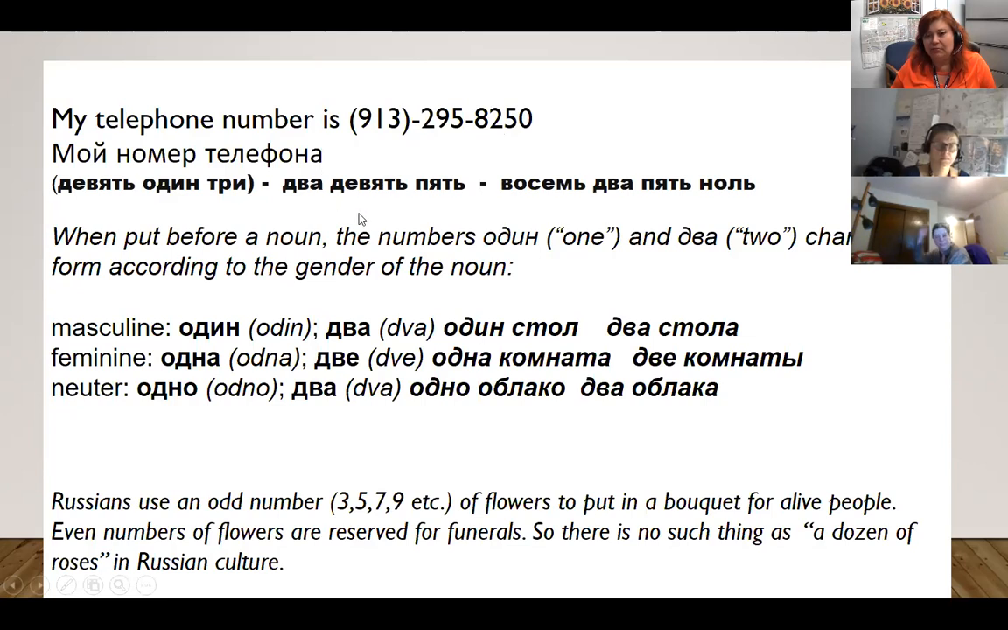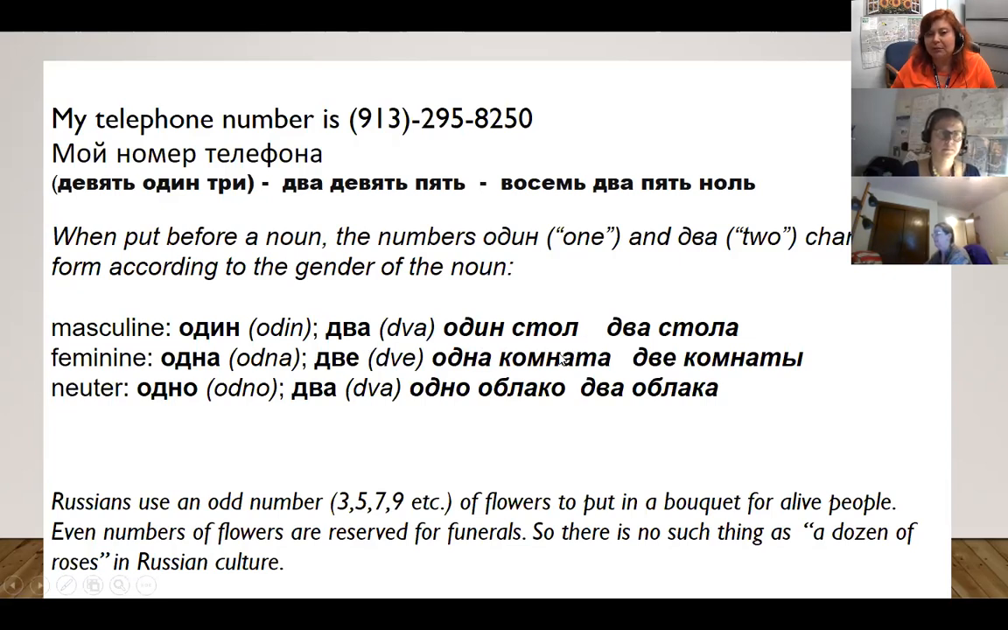One interesting thing: when put before a noun, the numbers 1 and 2 can change form according to the gender of the noun. So if we have a masculine word and we use number 1 with it, then we have to use number 1 in the same gender as the noun. For example, один стол. Stol is masculine because it ends in a consonant. So it will be один стол or два стола.